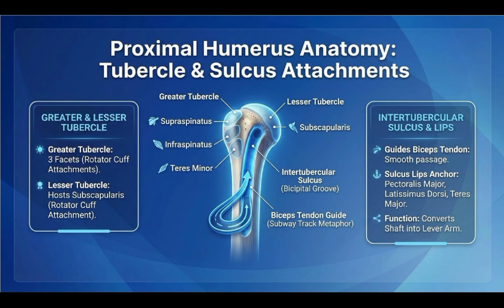We have the proximal humerus, anatomic tubercle, and the sulcus of the attachment. Remember that I told you the intertubercular sulcus. What is it doing? It separates the greater tubercle from the lesser tubercle.